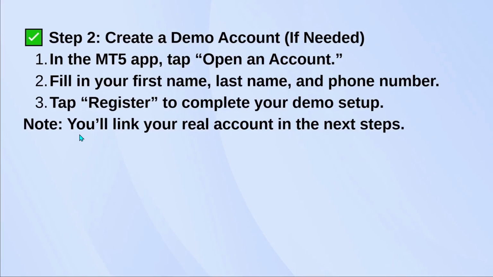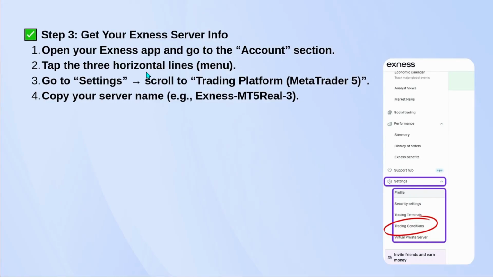Now, open your Exness app, go to your Accounts tab, tap the menu icon, and enter the Settings area. Scroll until you see the Trading Platform section and choose MetaTrader 5. This is where your server information appears. Copy the server name exactly as shown, because even a small change can prevent the login from working.